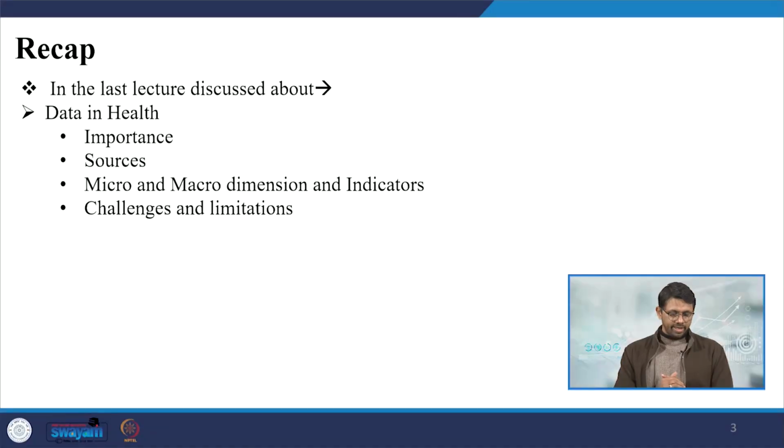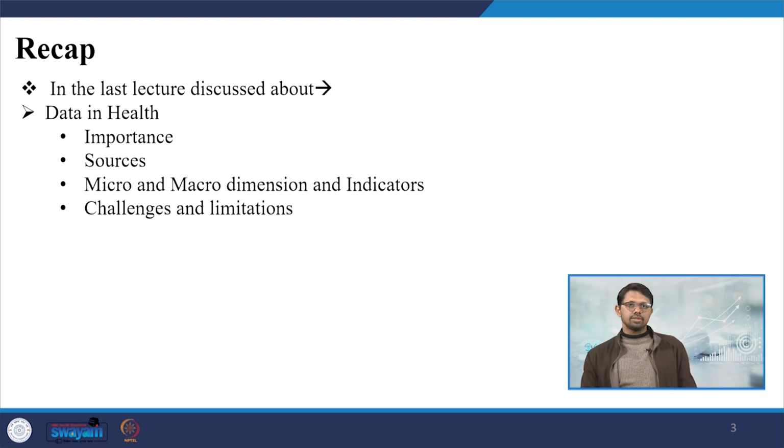We especially discussed issues of healthcare through data. We emphasized the sources, importance, micro and macro dimensions and indicators, and also discussed the challenges and limitations. Here, understanding the data is the first step in doing any econometric analysis. The next step is the specification of the econometric or regression model and appropriate estimation techniques.